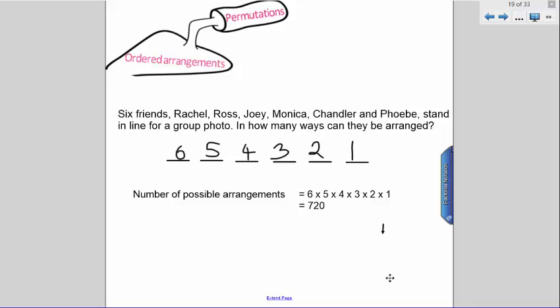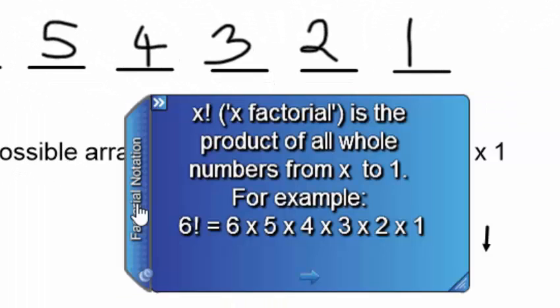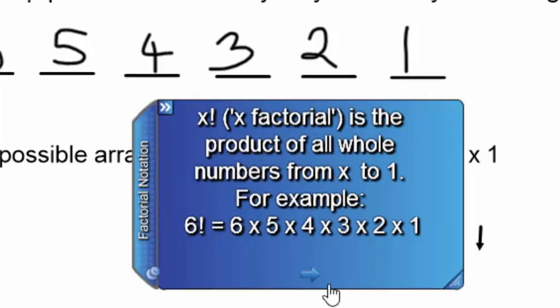How close were you? Are you surprised? I think it's quite mind-boggling. This can also be written using factorial notation. X factorial, which is represented by X exclamation mark, is the product of all whole numbers from X to 1. For example, 6 factorial is equal to 6 times 5 times 4 times 3 times 2 times 1.